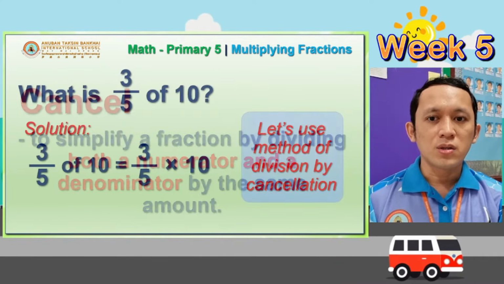So let's go back to our problem here. And we have 5 as our denominator and 10 as our numerator. So we can cancel both 5 and 10 because these two numbers are a numerator and a denominator. So if you look at the numbers, we can use 5 to divide 5 and 10. So 5 divided by 5, we have 1. And 10 divided by 5, we have 2.